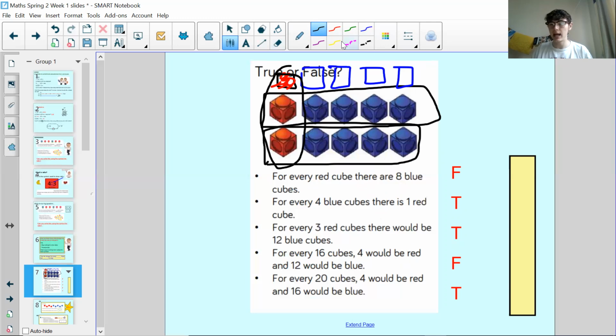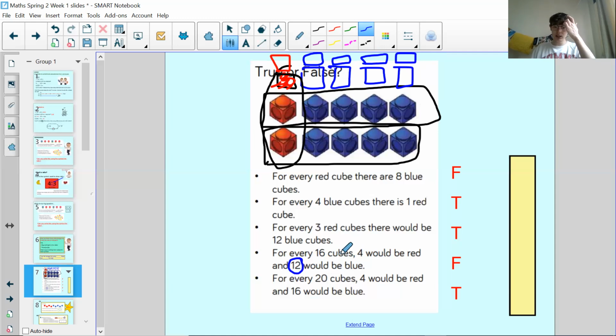And the fourth one now, for every 16 cubes, 4 would be red and 12 would be blue. So now I'm imagining I had 16 cubes. So that's adding a whole other row on top again. So I'll draw my row out again. It's very easy to draw things to make it easier for you to look at, okay? So now you can see I've got my 16 cubes and 4 are red. But how many are blue? We've got 4, 8, 12, 16.